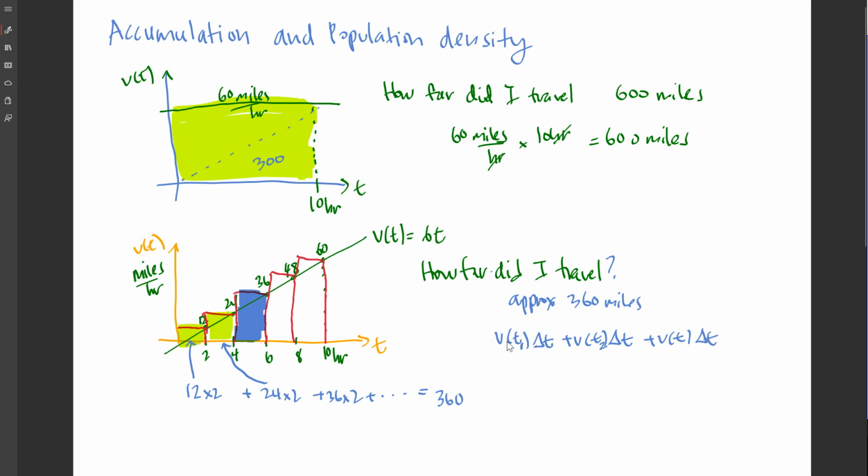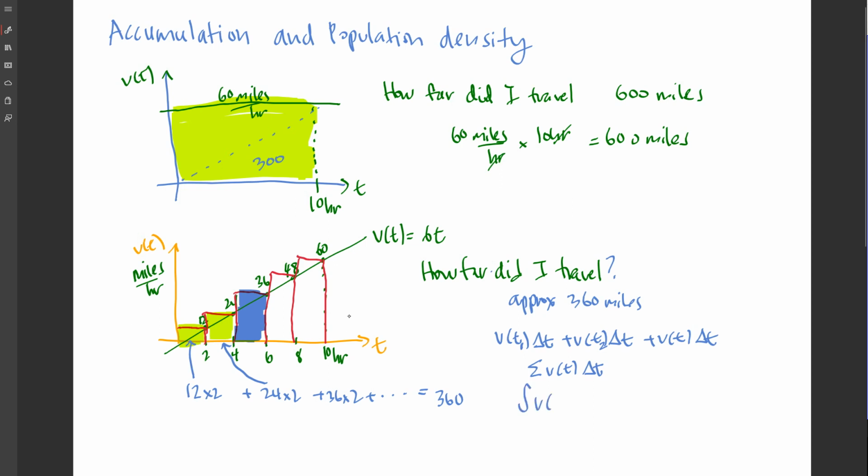And I said, you know what, I'm going to add them all together. So I'm going to get the sum of all these v(t) delta t's, okay? And I want to get the exact area under the curve. To get the exact area under the curve, what we said was this delta t would get smaller and smaller and smaller. And as it goes to infinity, I would get the exact area under the curve. And that was what a definite integral was.